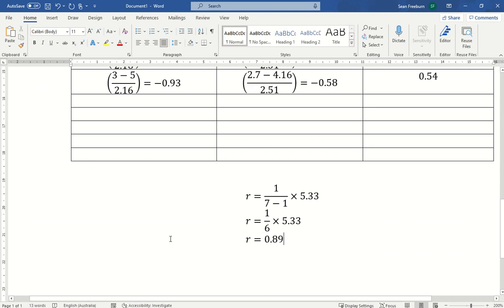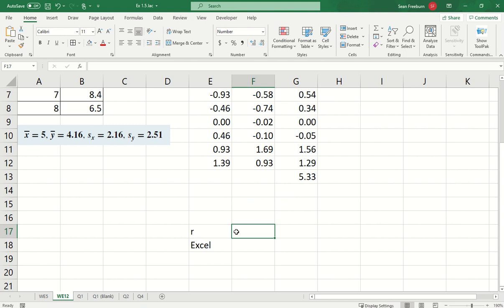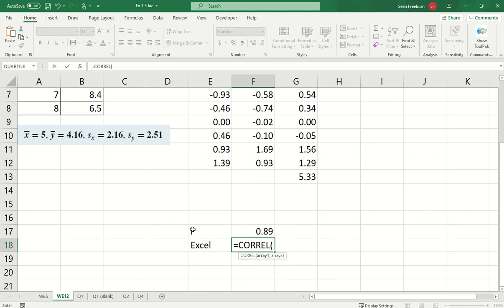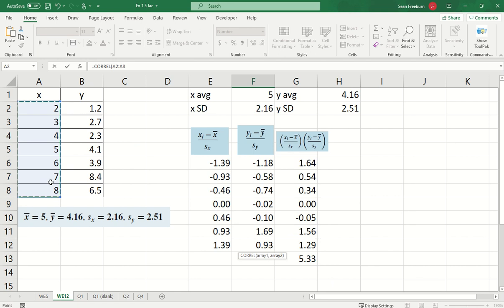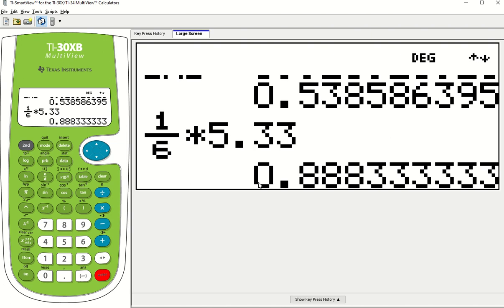So in order to confirm the reasonableness I've got a couple of options. I can use Excel to help me with that. So I found it to be 0.89, but Excel also has a correlation feature. And let's see if I got it right. Yes, not surprisingly. Now clearly you can't use Excel in your exam, but you can use your calculator to help you.